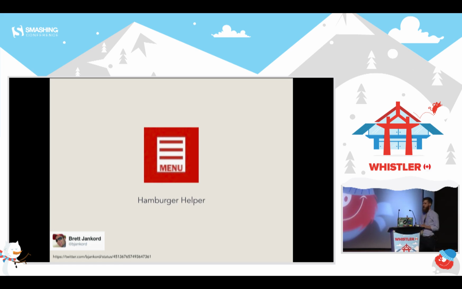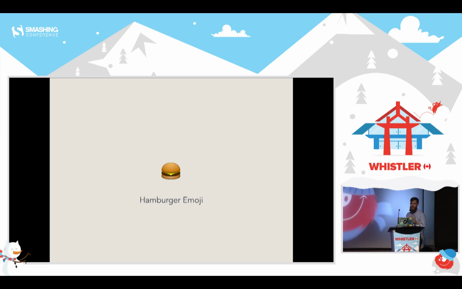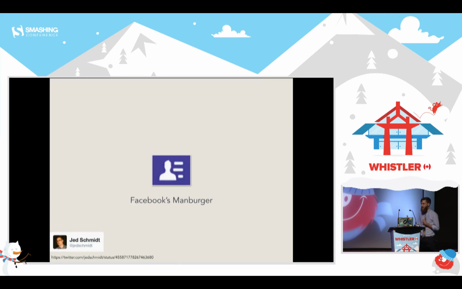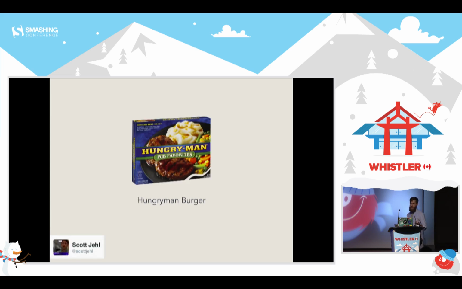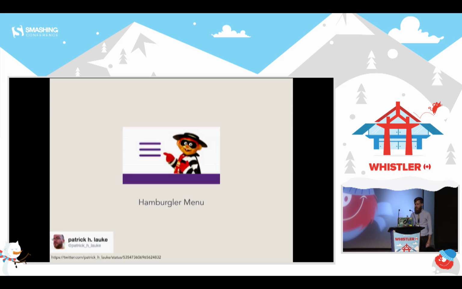Brett Jankford calls this the hamburger helper. I don't know if you have hamburger helper in Canada. Is that a United States thing? Oh. But you could also use a hamburger emoji, right? Get people in on it. You could use a veggie burger, it's just the bun. You could use a gluten-free hamburger, it's just the meat. You could use Facebook's Man Burger, the Hungry Man Burger, the complete meal. That's going to satisfy your users, right? Hamburglar menu. Right? Put the Hamburglar next to that thing.